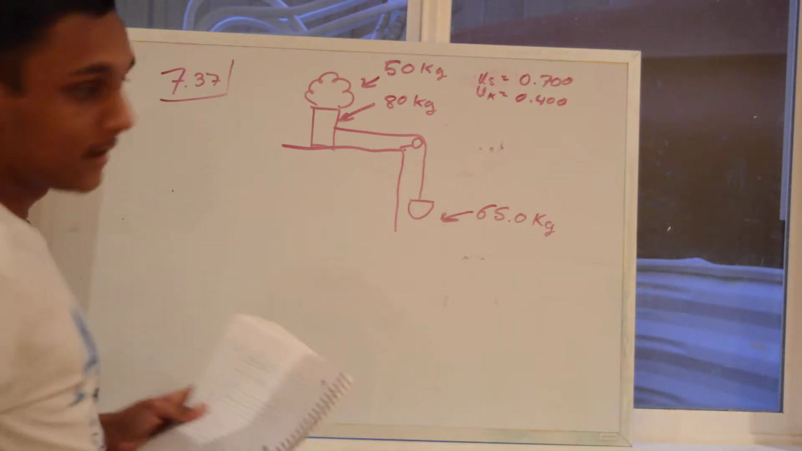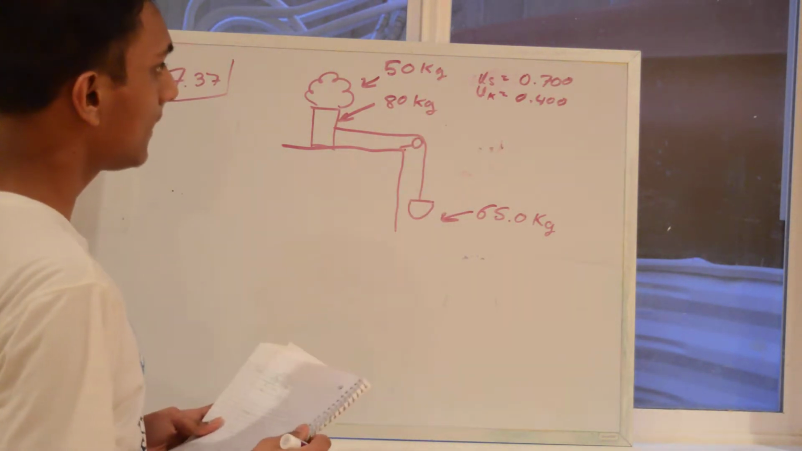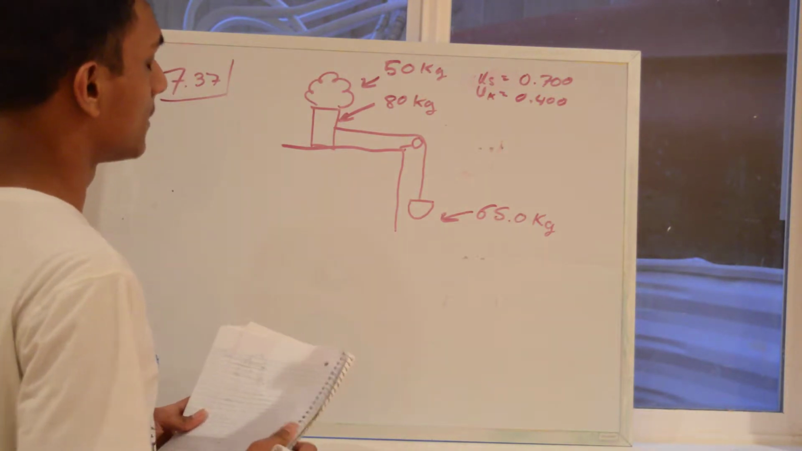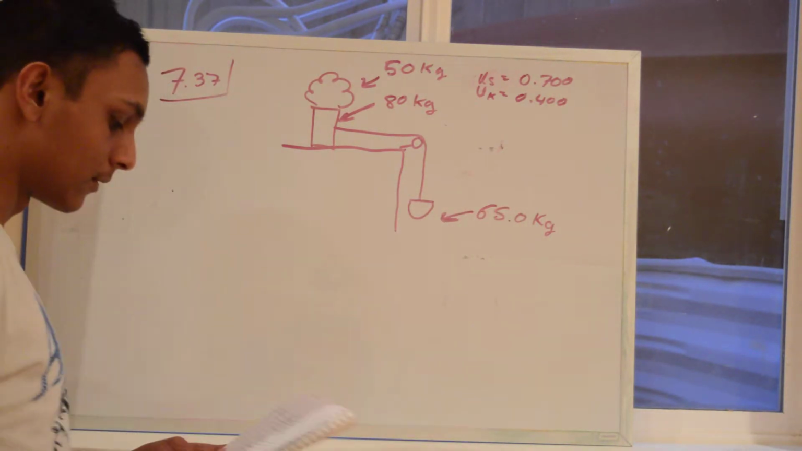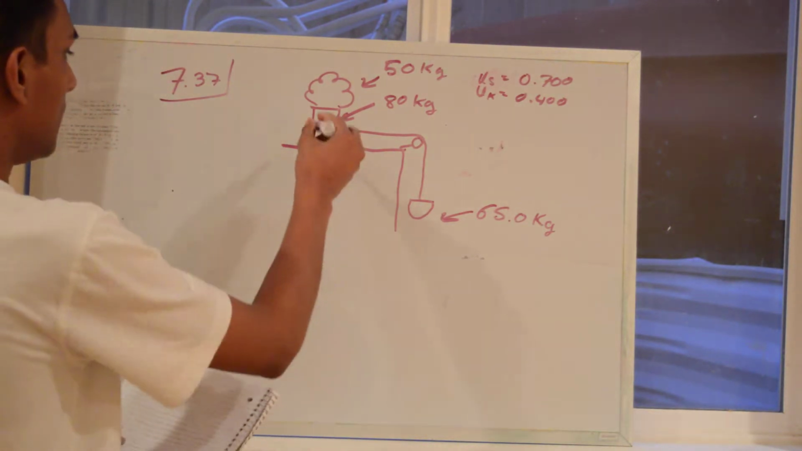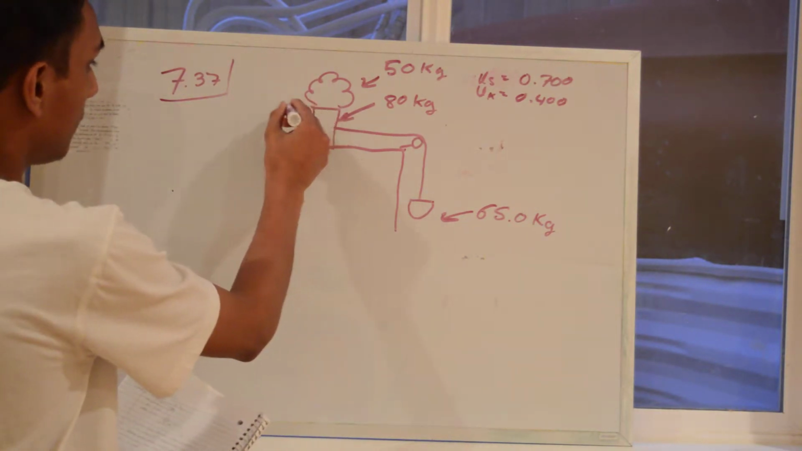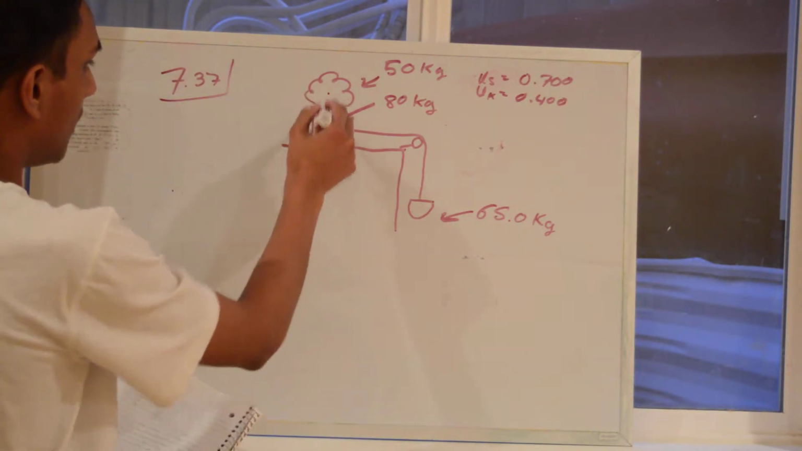And the other numbers that are given to us from the book is the coefficient of friction static is 0.7 and the coefficient of friction kinetic is 0.4. So question A is asking us how much friction is there between the box and the gravel, like what is the frictional force between these two objects.